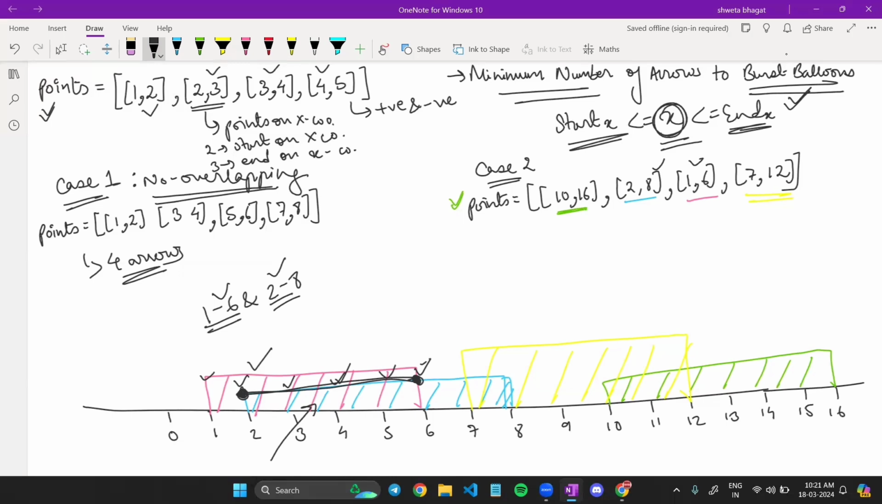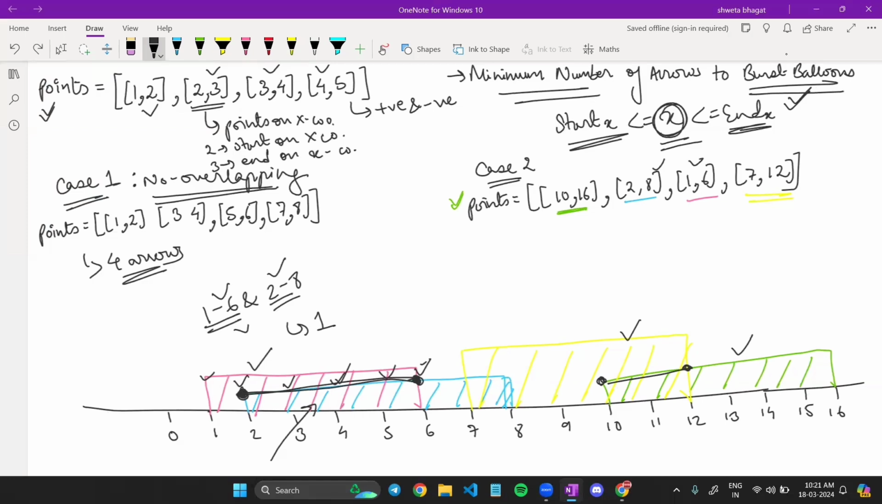So how many arrows will we require? We will require only one arrow to burst these two balloons, fine. Now we can also see that this one and this one also have this part in common, correct? We can see that this part is common to both of them. So what does it mean?